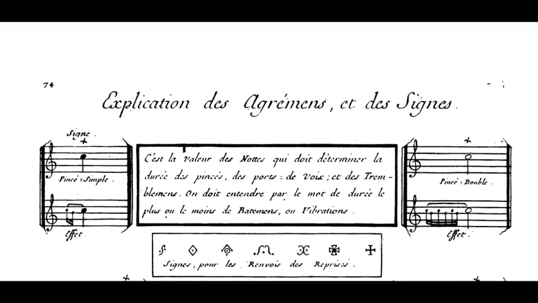And then it's interesting because it holds: c'est la valeur des notes qui doit déterminer la durée des pincées, des ports de voix et des tremblements. On doit entendre par le mot de durée le plus ou le moins de battements ou vibrations. It is the value, the length of the note. It's important for the length of this ornament.